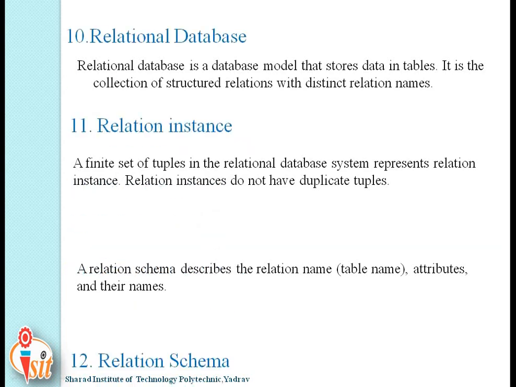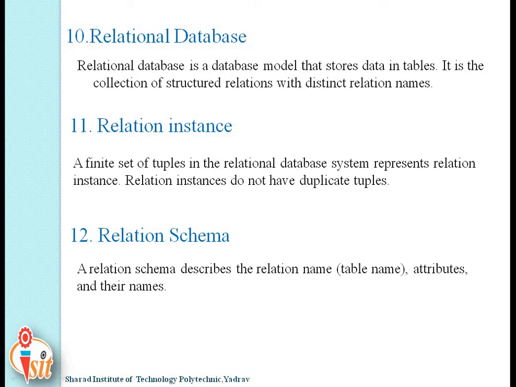Now the next one is relational database. You all know what a relational database is. A relational database is a database model that stores data in table format. It is a collection of structured relations with distinct relation names. Now the next one is relation instance. A finite set of tuples in the relational database system represents a relation instance. A relation instance does not have duplicate tuples.